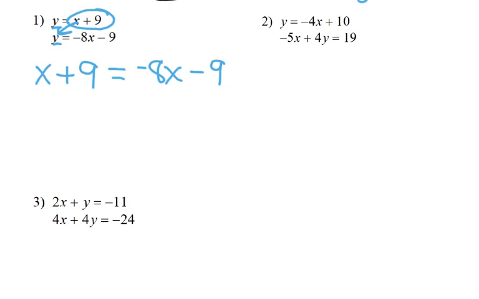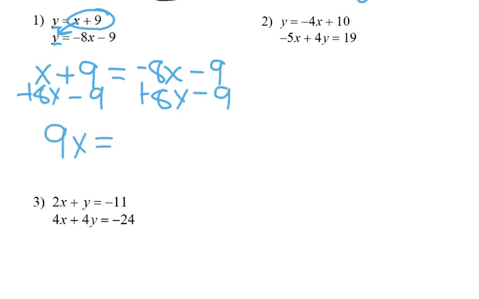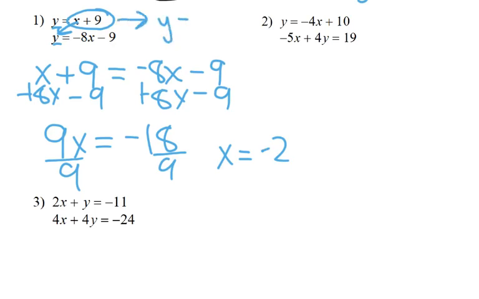Okay, so we combine. I could add 8x to both sides, giving me 9x. Subtract 9 from the other side, giving us negative 18. Divide by 9, and x equals negative 2. Okay, and that's half of our problem. So then, to figure out y, we plug in what we found for x. Negative 2 plus 9 gives us positive 7, y of 7, so our intersection point is negative 2, 7.